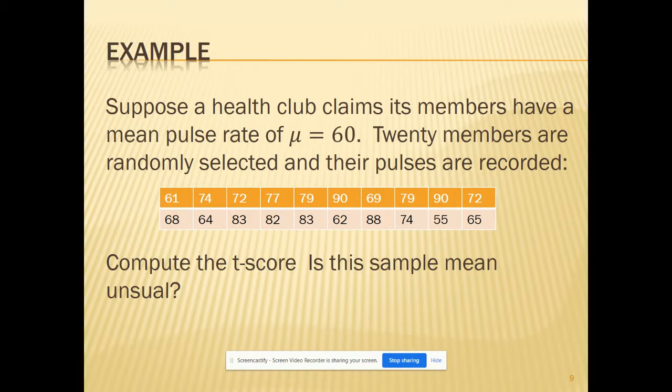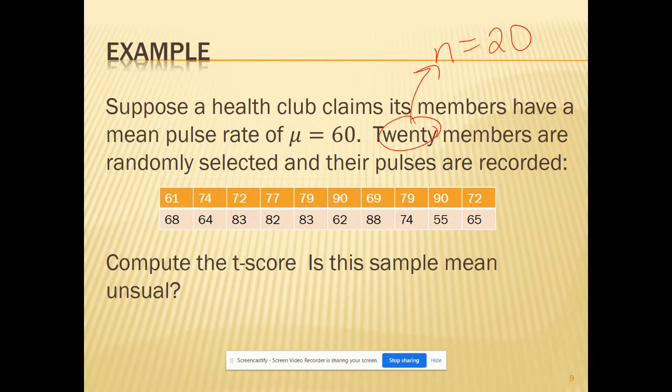So here, suppose we have a health club that claims that its members have a mean pulse rate of mu equals 60. So that's our population mean there. Now we know that 20 members, that's our N, N is 20, are randomly selected and their pulses are recorded. Here's our data. We want the t-score for it, and we want to know whether that means unusual.